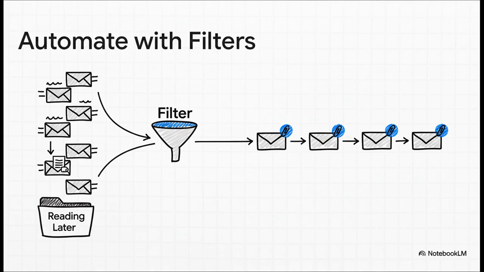And get this, you can actually teach your inbox to do the organizing for you. It's all about using filters. You can set one up to automatically send all newsletters to a Reading Later folder, keeping them out of your main view. Or create another to automatically label any email that has an attachment. Let the machine do the heavy lifting.